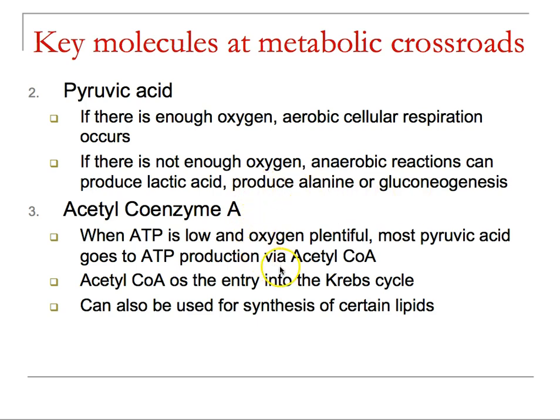Acetyl coenzyme A, when ATP is low and oxygen is plentiful, you're going to make ATP via the Krebs cycle. Okay. It can also be used for the synthesis of certain lipids. We don't tell you which ones. In fact, I don't even want you really memorizing all this. I just want you becoming conversational about the fact that not everything is broken down into ATP. I should say anabolized to ATP.